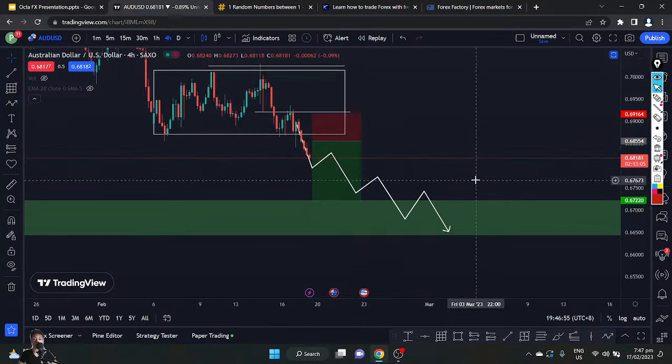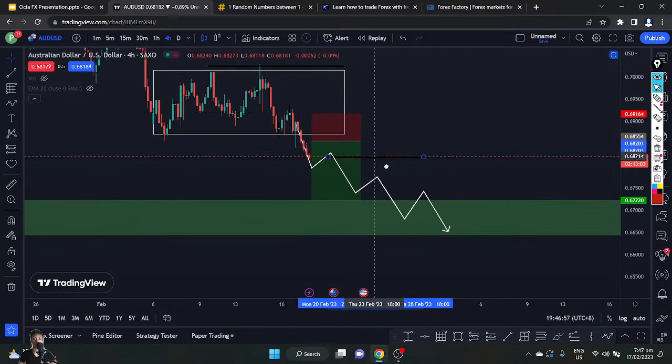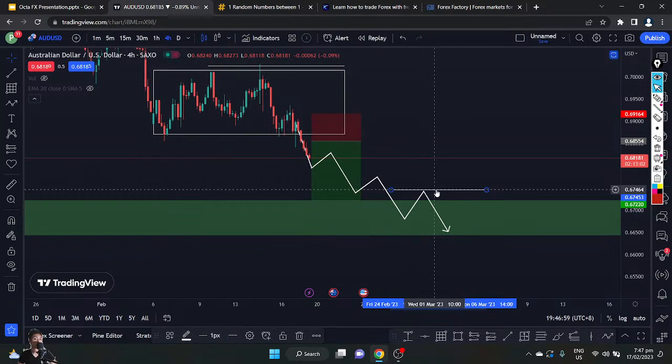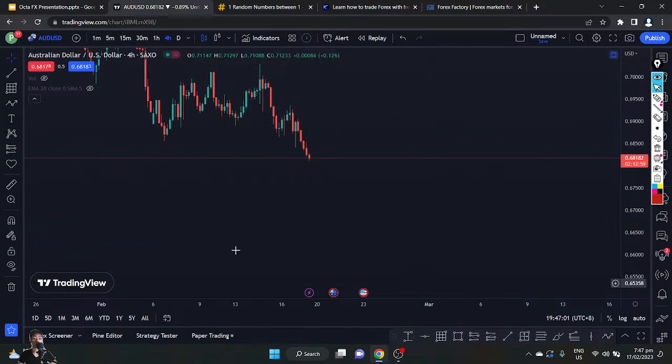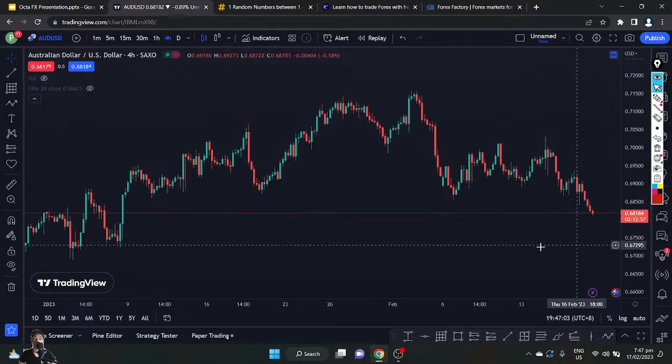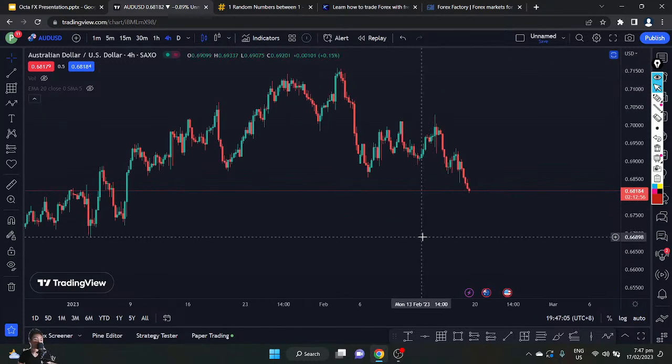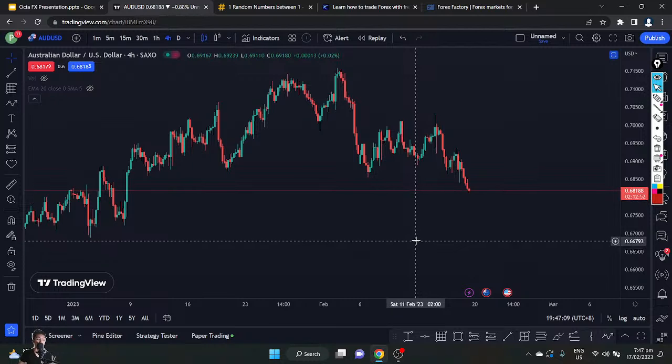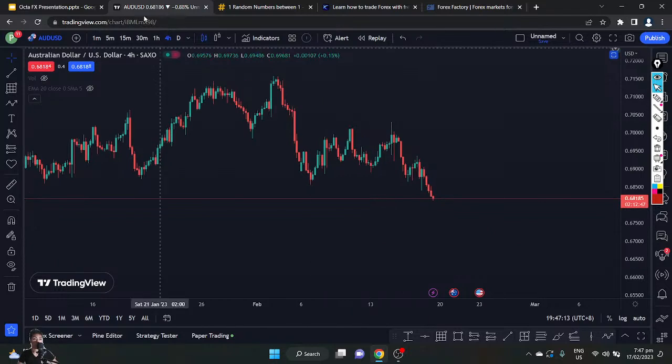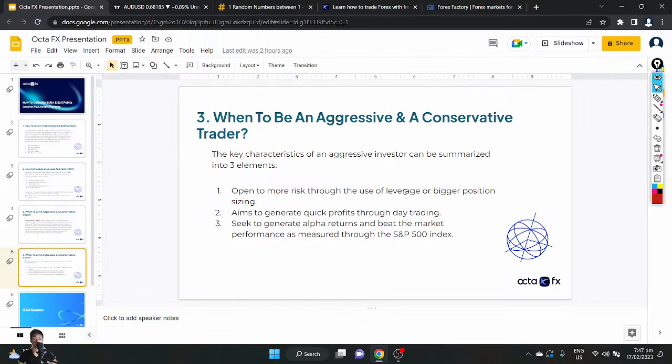So again, other traders prefer trailing their stop loss like this. All right. So that's why trading is subjective, because it is up to you whether you want to follow the strategy of one trader, or you want to follow a strategy of other trader. It is up to you. Okay. And for the last point for our webinar today is when to be an aggressive trader.